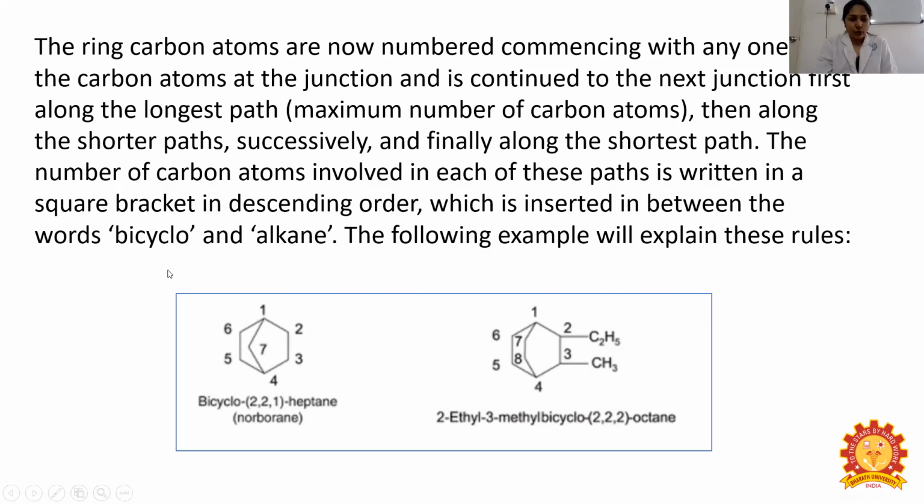Here are the examples for bicyclo: 2,2,1 heptane, norbornane, and then 2-ethyl, 3-methyl bicyclo 2,2,2 octane.